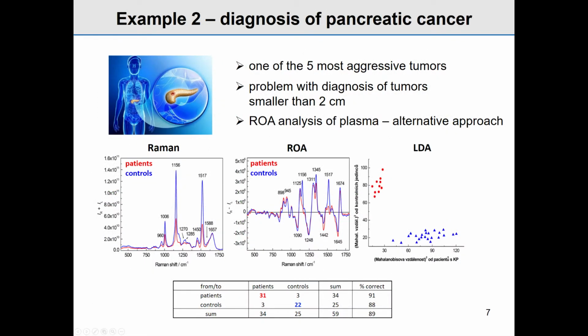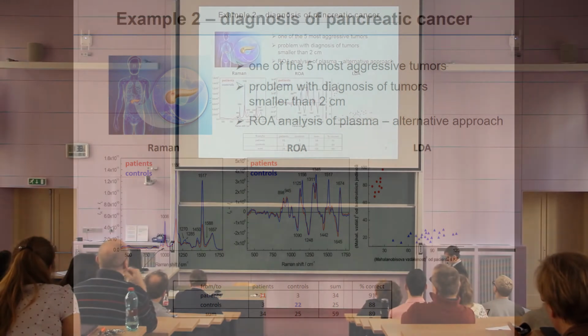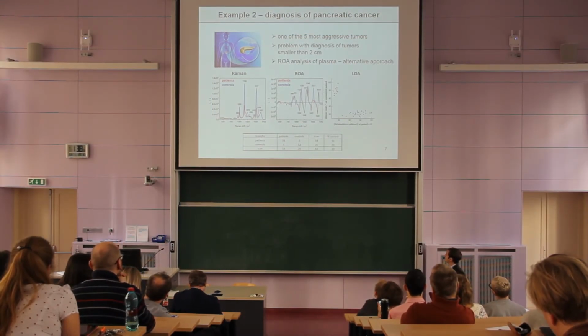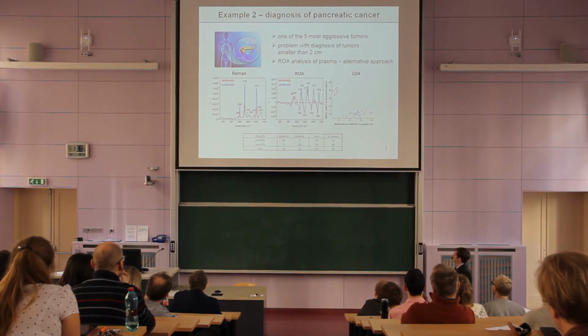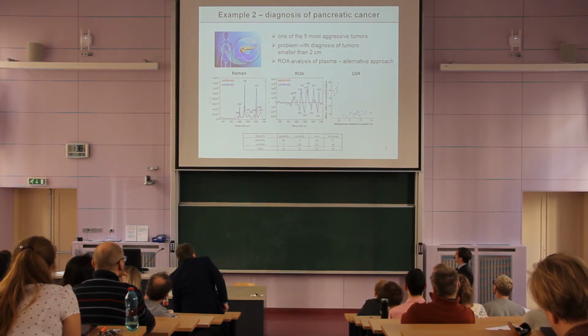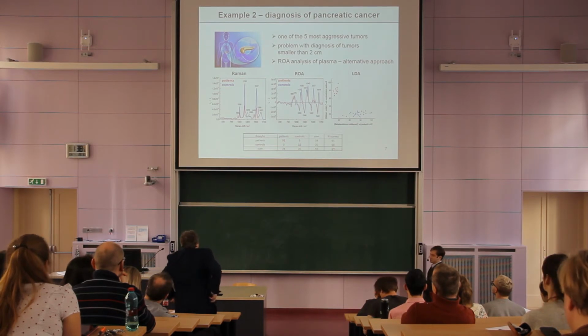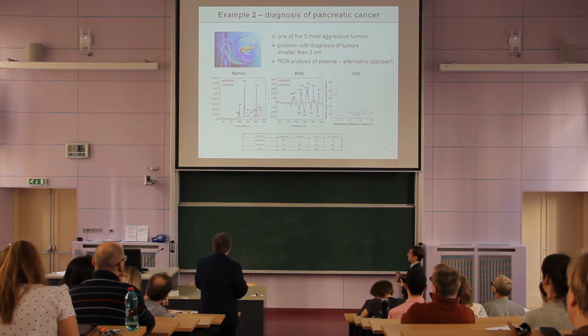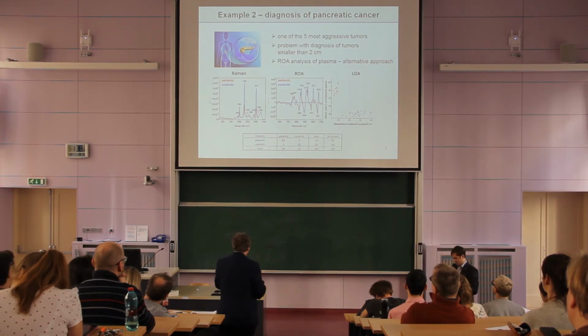The second example: our group tests new possibilities in the diagnosis of pancreatic cancer, which is one of the 5 most aggressive tumors. Here is an example of the usage of Raman optical activity. You can see some marked differences, and the statistics are pretty good, almost 90% correct, which is very nice because analysis of plasma is not as invasive as other methods.